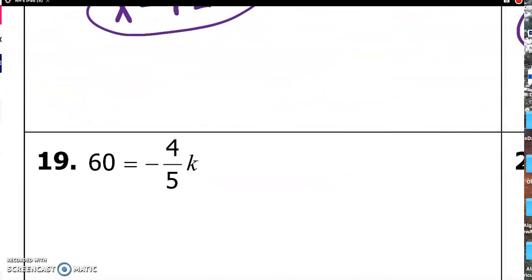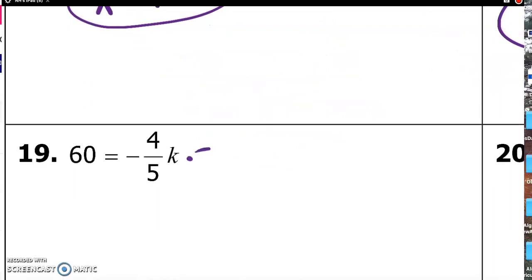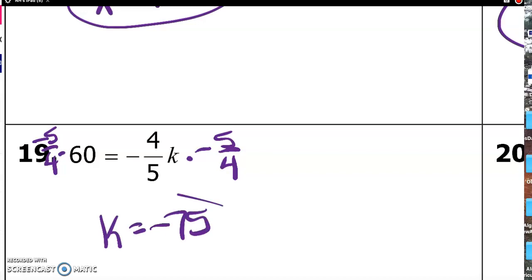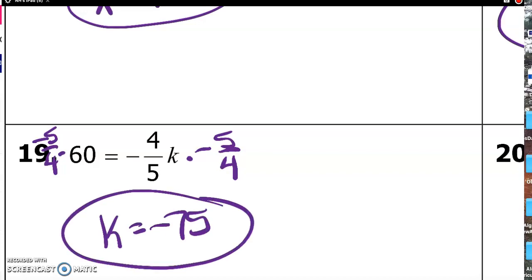Here we have negative 4/5 times K, so I need to multiply by negative 5/4. So it doesn't matter what order you put this in. You can do 60 times negative 5/4, or you can do negative 5/4 times 60 with multiplication. Remember, the order doesn't matter. But we should get K equals negative 75. So if you're going to check, negative 4 divided by 5 times negative 75 gives us 60, which is what we need it to give us.